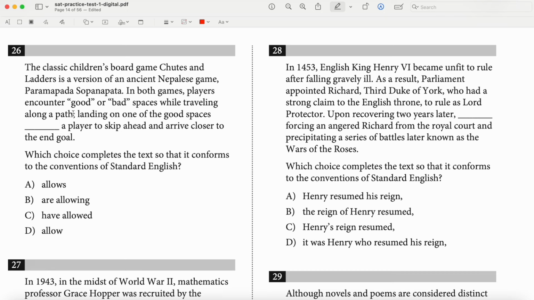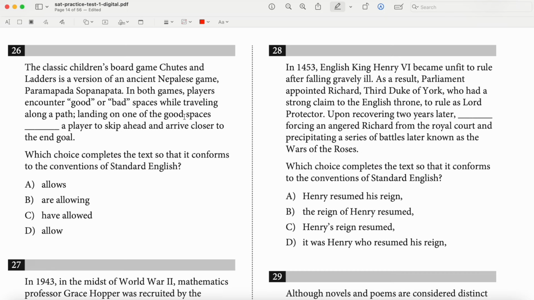Now, it's tricky here because the subject is landing on one of the good spaces. But you've got two prepositional phrases between the subject and the verb. The subject is landing, and then two prepositional phrases: on one is one of the prepositional phrases, the other one is of the good spaces. This is where you have to know prepositions. And they love doing this. They love putting prepositions and prepositional phrases between the subject and the verb to throw you off.